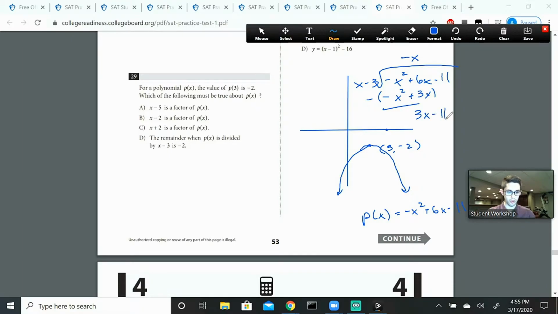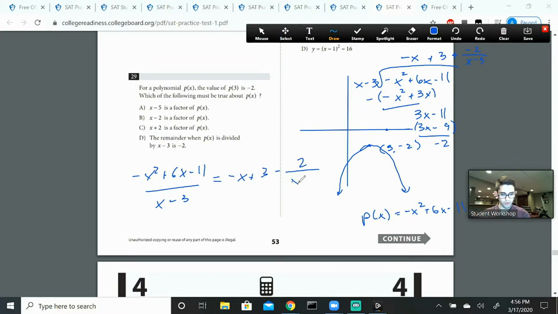And now, in order to get x to 3x, we need to multiply by positive 3. So we get 3x minus 9. And when we subtract those, we get negative 2 as our remainder. So just put plus negative 2 over x minus 3. And this comes from negative x squared plus 6x minus 11 over x minus 3, and that is going to be equal to negative x plus 3 minus 2 over x minus 3.